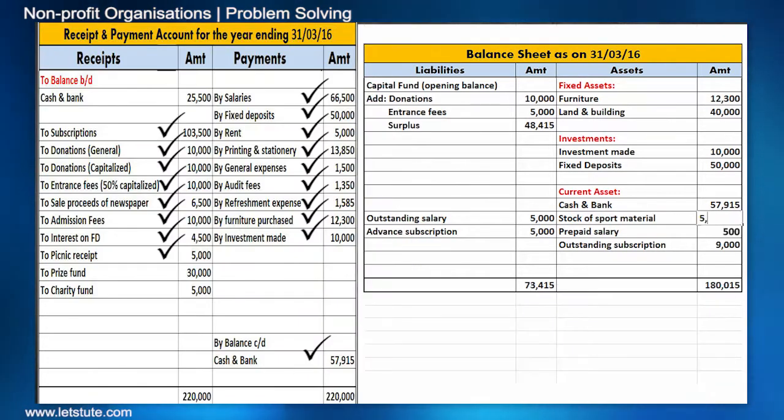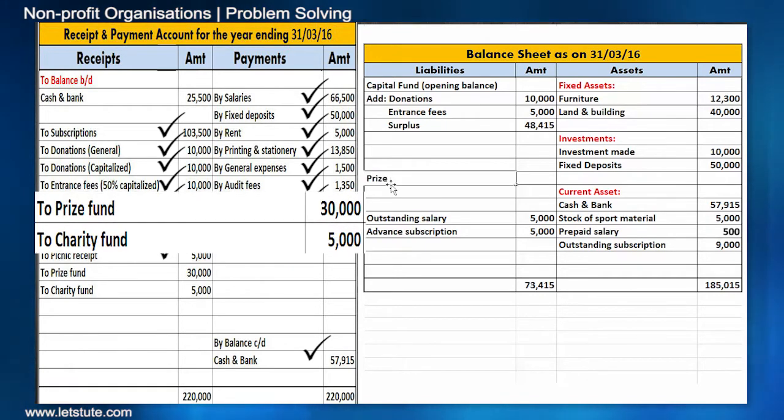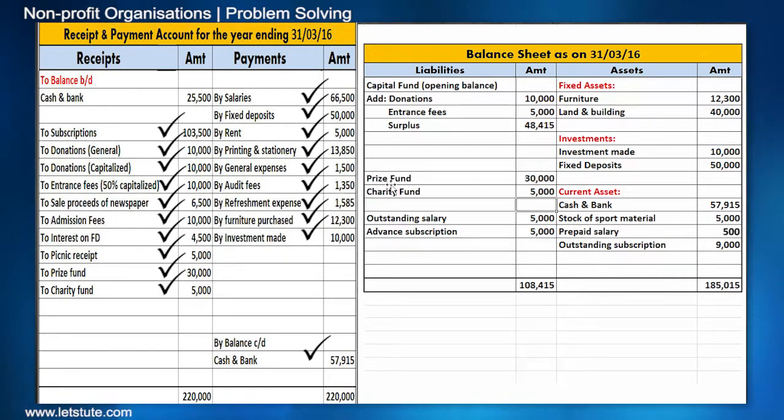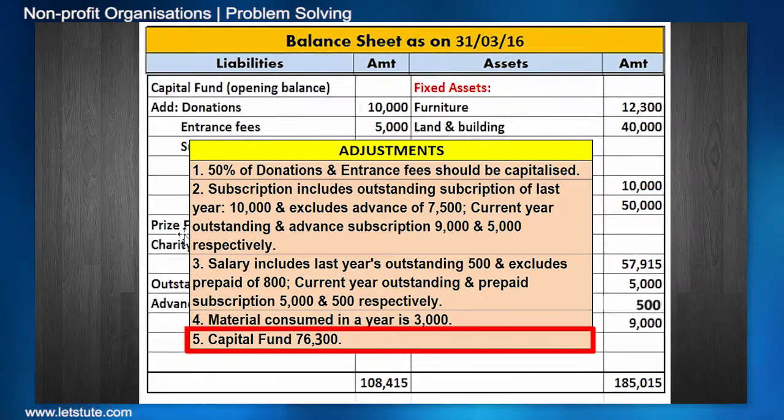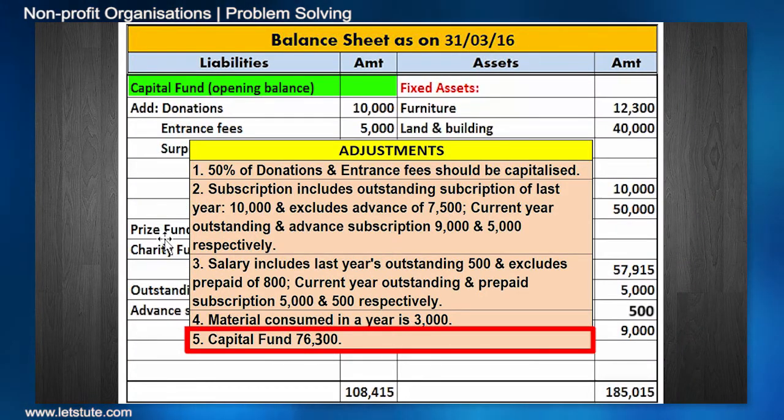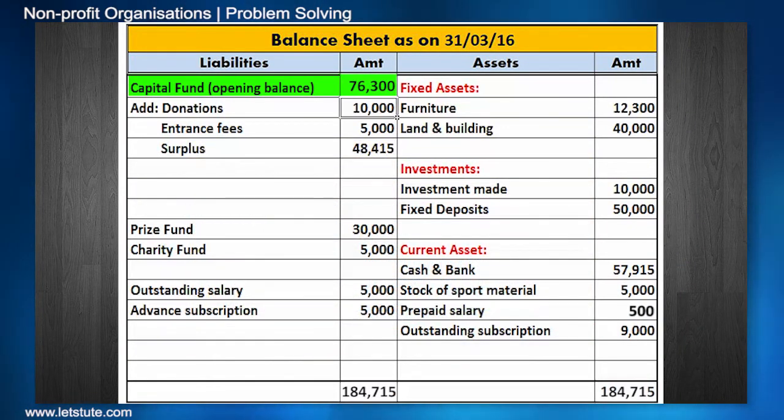Let's record it here. Then all the liabilities other than capital fund: there is prize fund, charity fund, and the current liabilities, outstanding expense and prepaid income. Let's check once again. We have filled up all the figures. No, we have missed capital fund. Let's record it here. Done. Now if we check the totals, it will tally.